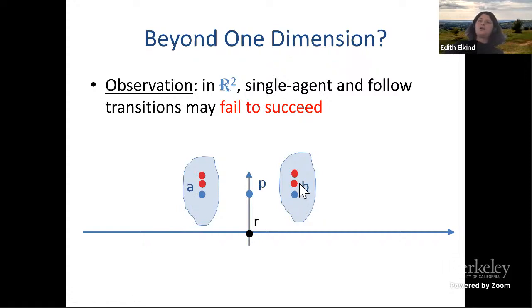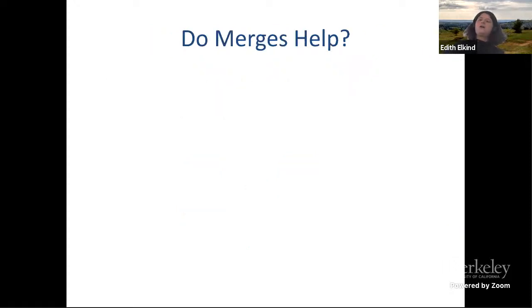So they can't just follow each other. So the left collision can't follow the right collision, and the right can't follow the left. So if they were to form a compromise, it would have to be different from the original proposals. So they can merge around P, but they can't merge around A or B. So single agent and follow transitions may be insufficient. Okay, so where are they sufficient?